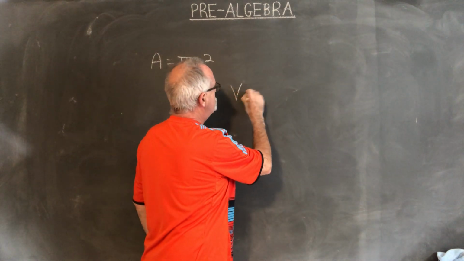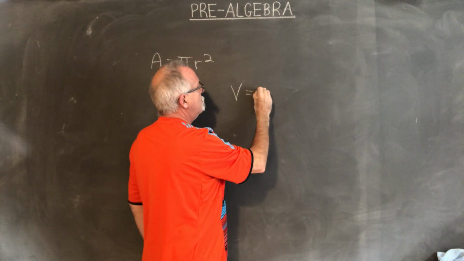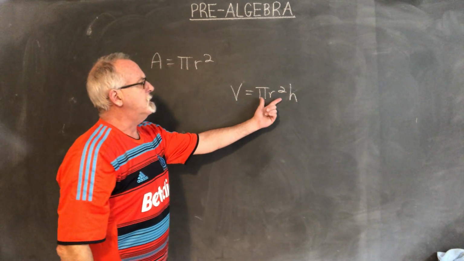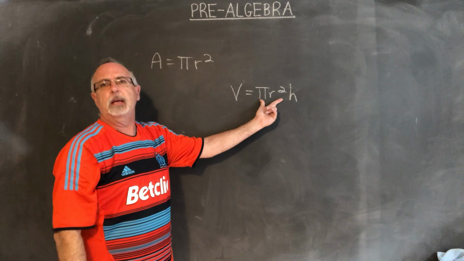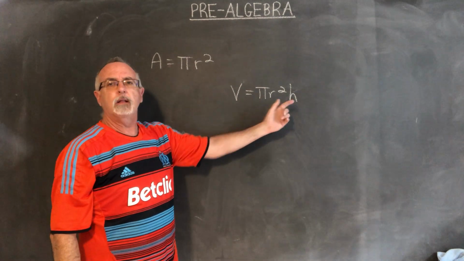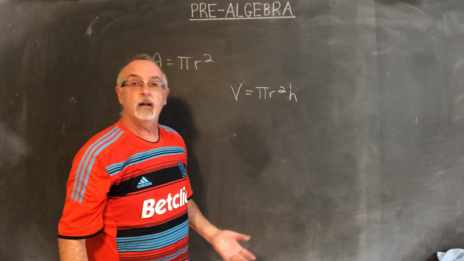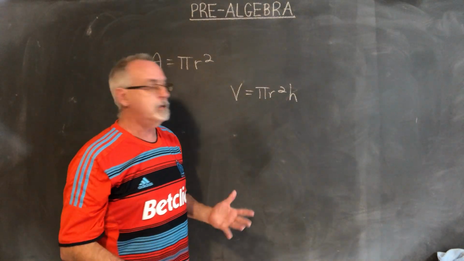We saw the volume of a cylinder was equal to pi r squared times h. Pi r squared, which is the area of the circle that is at the base of the cylinder, times h, which is the length of the tube of the cylinder. And there you are with an r squared again, another exponent. Yes, we have seen this before.